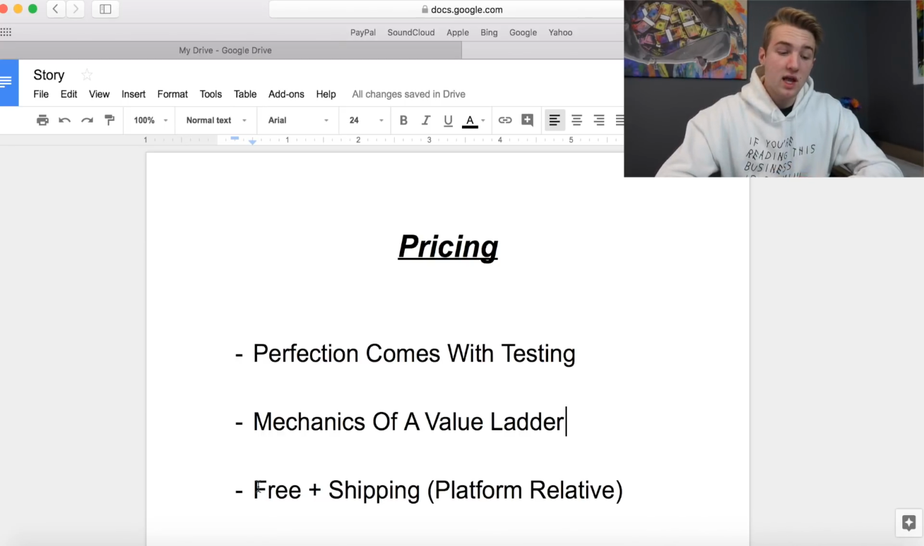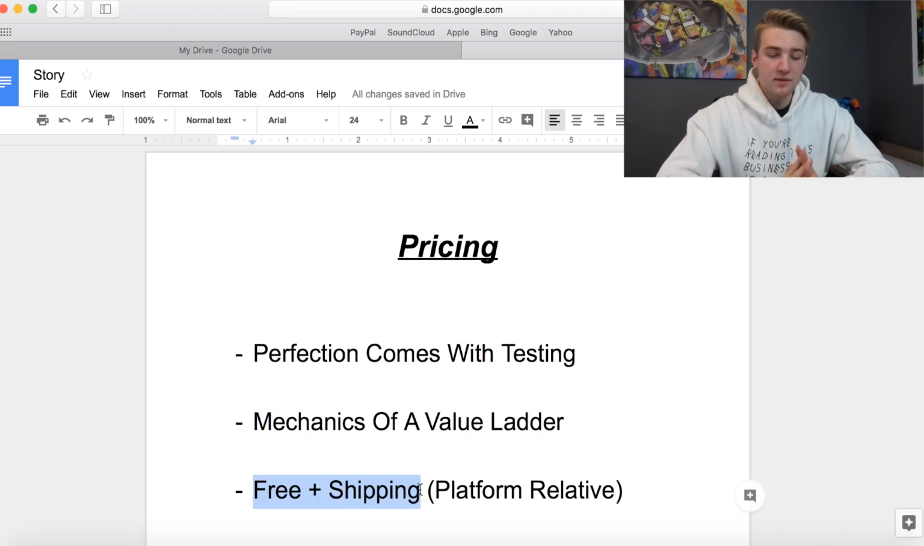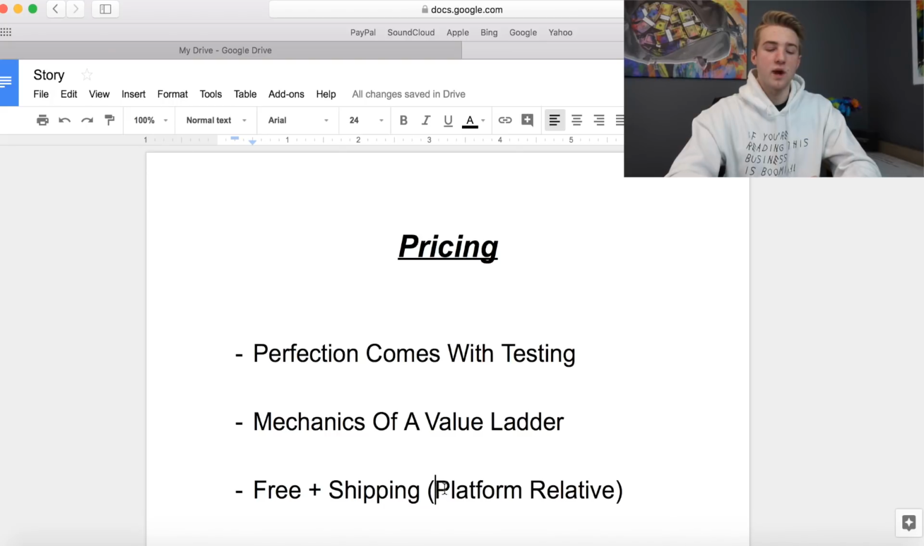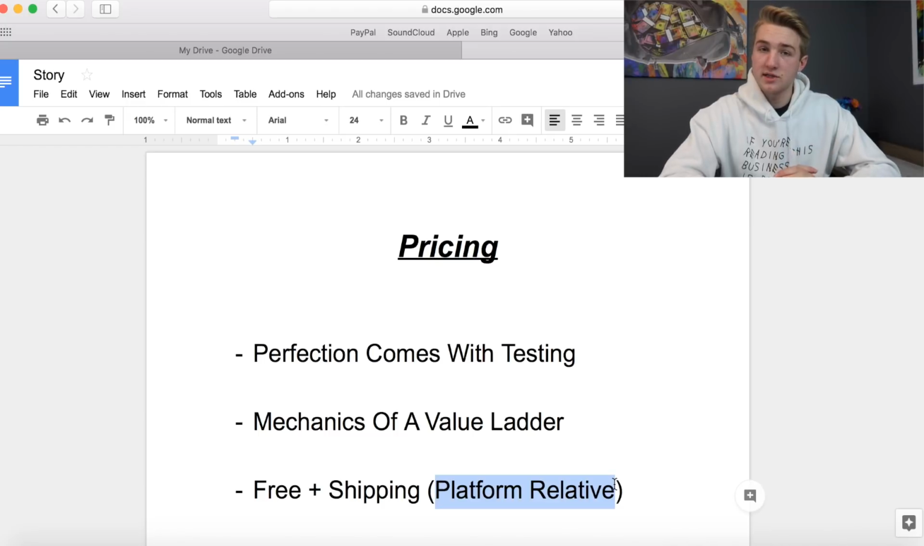Now, there's obviously the classic free plus shipping method, free product, they just pay for shipping, and for those of you who don't know, you make your margin on the shipping. Now, this is something that's interesting because it's platform relative. What I mean by this is free plus shipping, for me, this is what's working for me, works way better on Instagram.